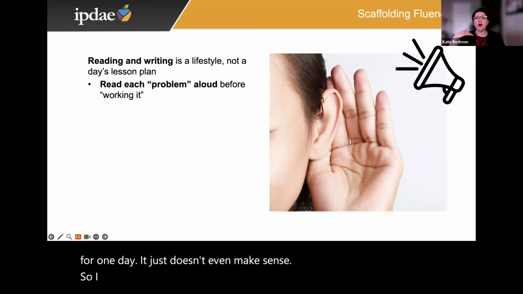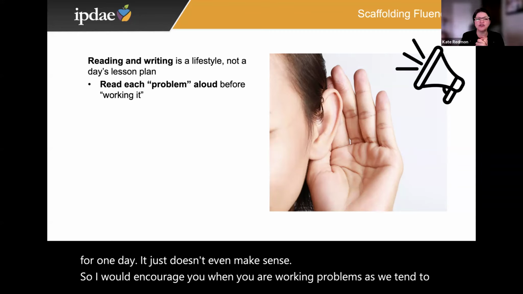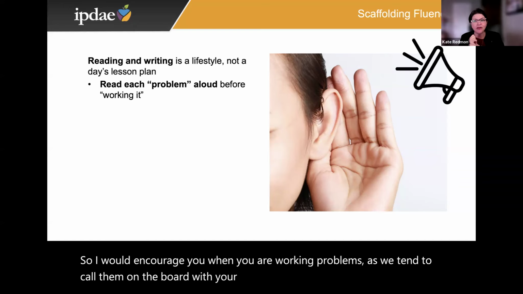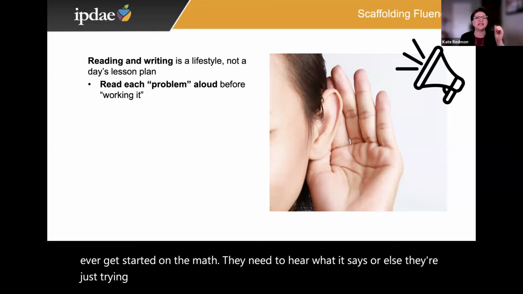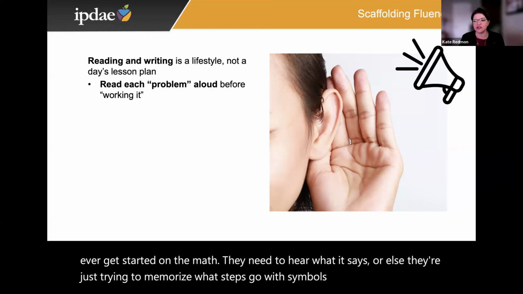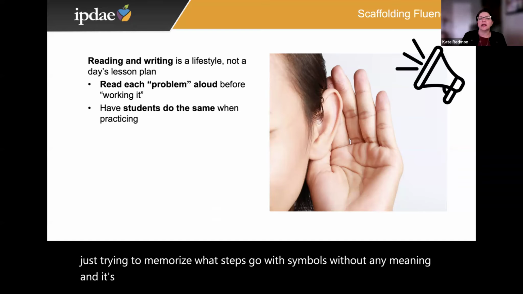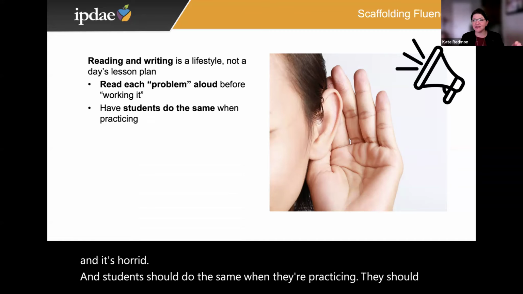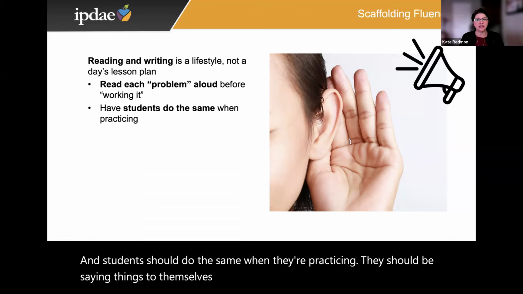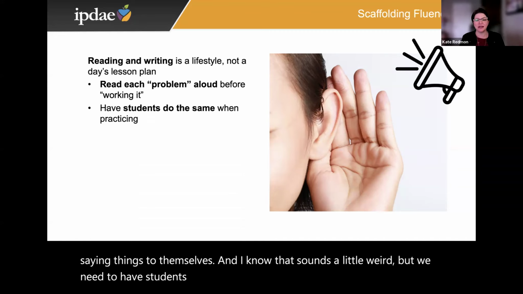So I would encourage you when you are working problems, as we tend to call them on the board with your students, you read them aloud before you ever get started on the math. They need to hear what it says, or else they're just trying to memorize what steps go with symbols without any meaning, and it's horrid. Okay, and students should do the same when they're practicing. They should be saying things to themselves. And I know that sounds a little weird, but we need to have students who start speaking the language.